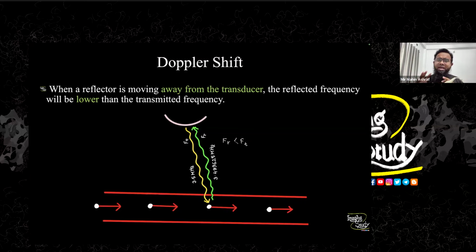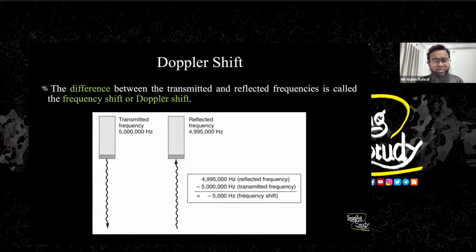So this is the main principle of Doppler ultrasound. Looking at the frequency change, we can understand where the structure is going: whether it is coming to the transducer or going away from the transducer. So we can understand the direction. This difference, the change between the transmitted and reflected frequency, is called the Doppler shift.